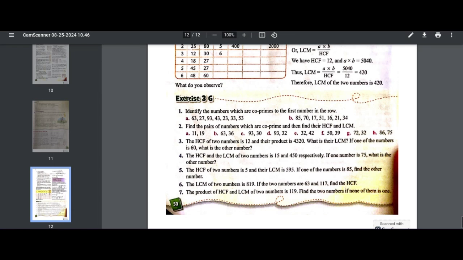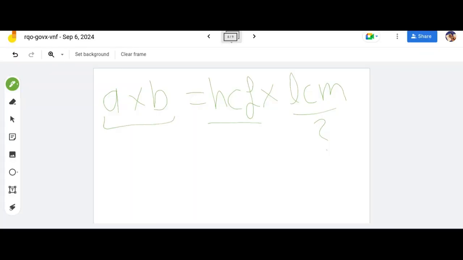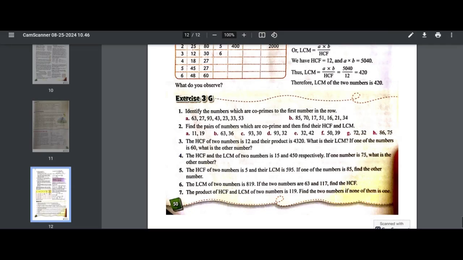So in the B part, in the second part, find the pairs of numbers which are co-prime. Do you know what co-prime numbers are? They have no common factors. So what are the co-prime numbers in the second part? Which one, A, B, C? It's H, C, and F, and A also, 11 and 19 also.